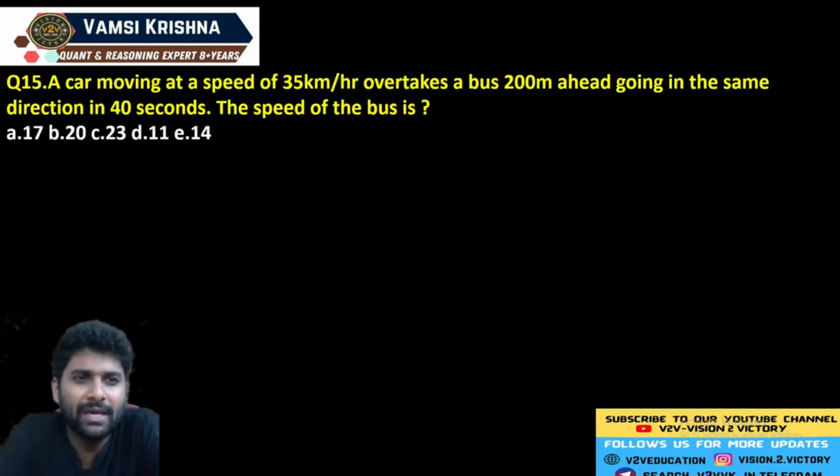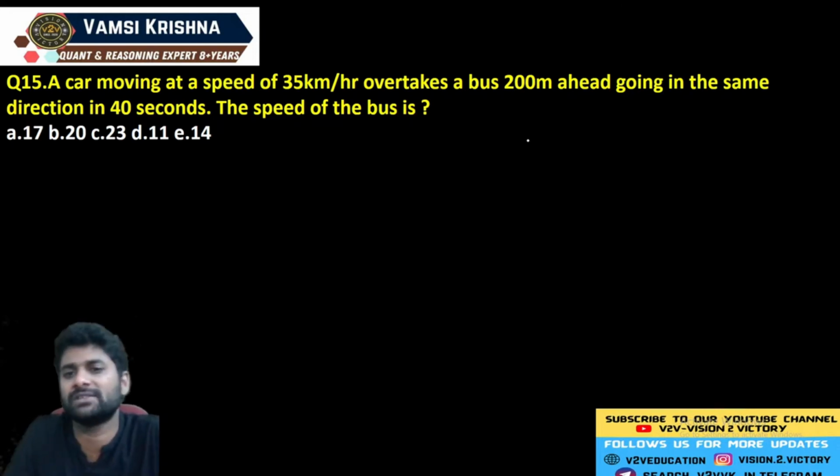See this question. A car moving at a speed of 35 km per hour overtakes a bus 200 meters ahead, going in the same direction, in 40 seconds. What is the speed of the bus?